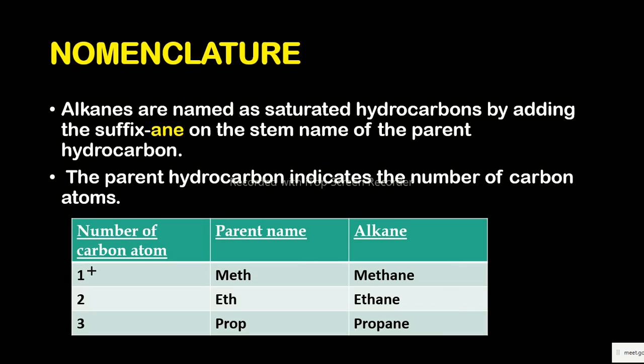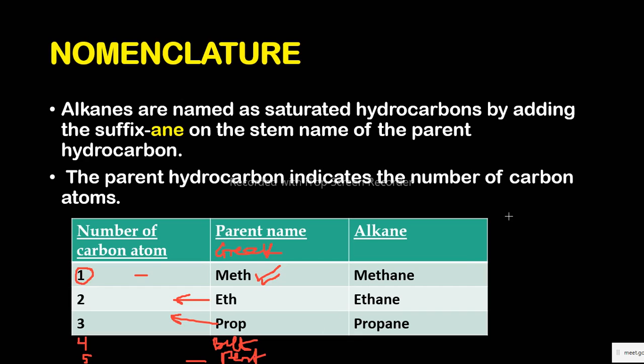If you have one carbon atom, then it is named meth. Meth is, I think, a Greek word which means one. Eth is a Greek word which means two. Prop means three. What is four? Four is but. That's brilliant. What is five? Five is pent.